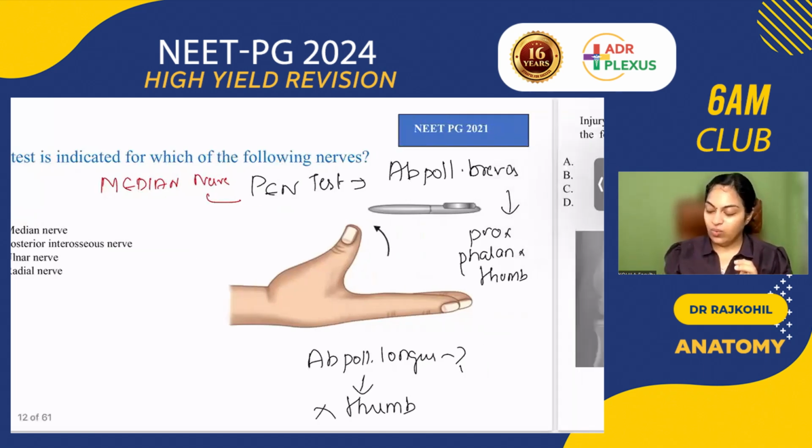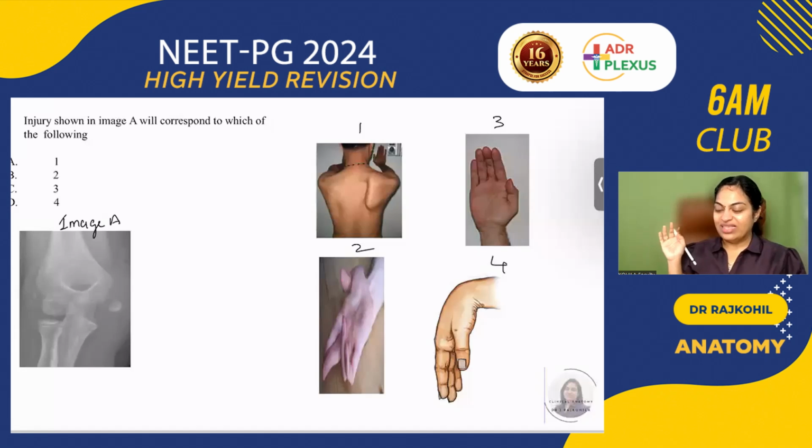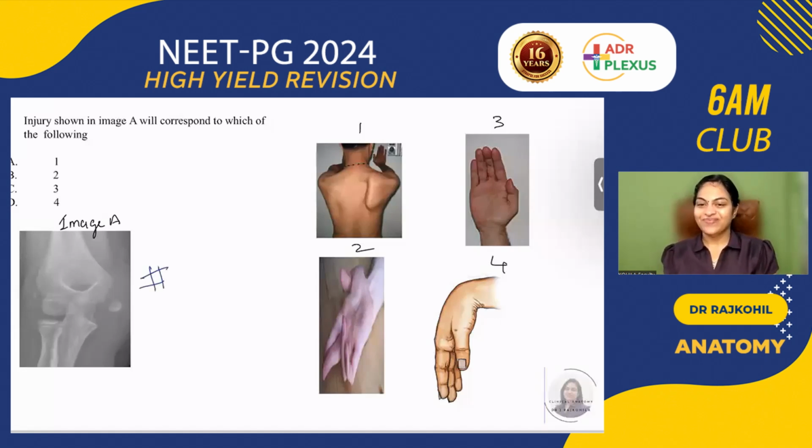Now, you can get used to getting multiple images nowadays after your recent INICET. Injury shown in image A will correspond to which of the following? What is this image A? You're able to appreciate a fracture of, come on, waiting for your answers.